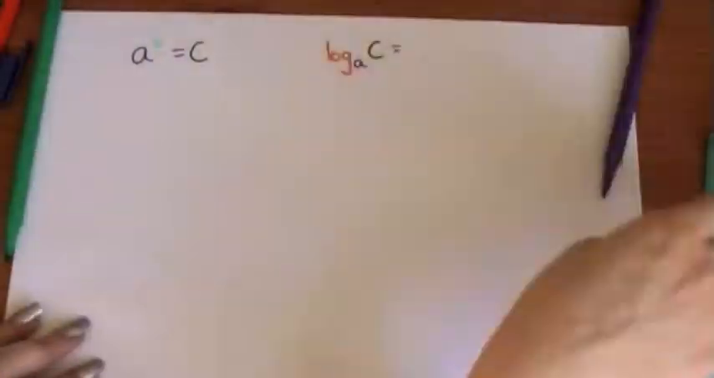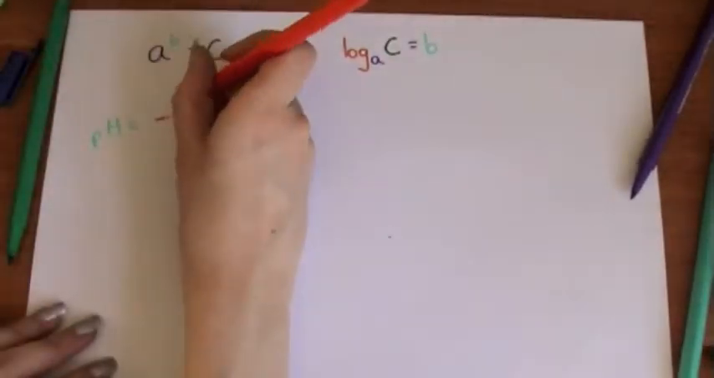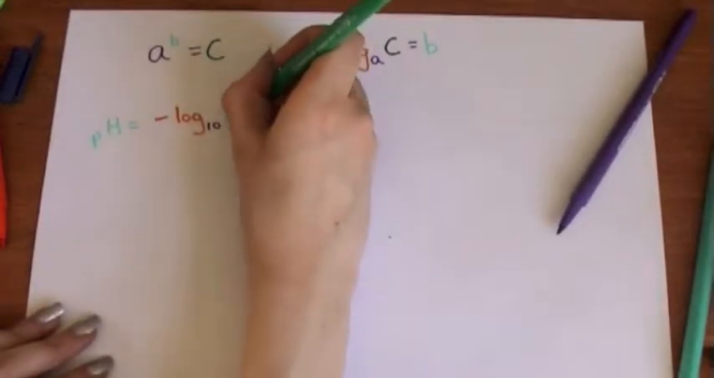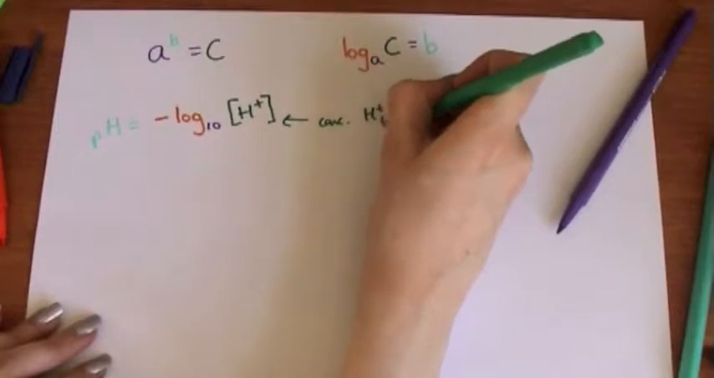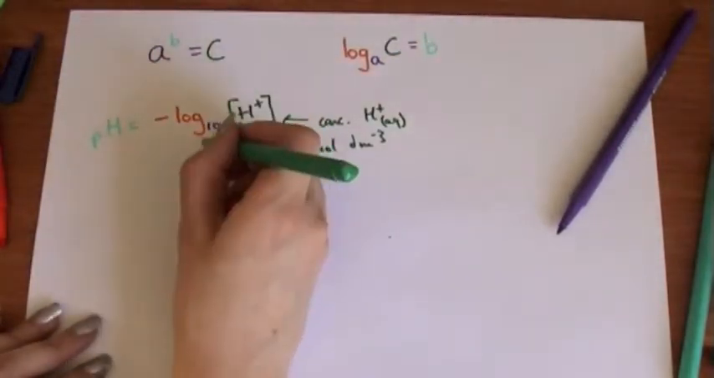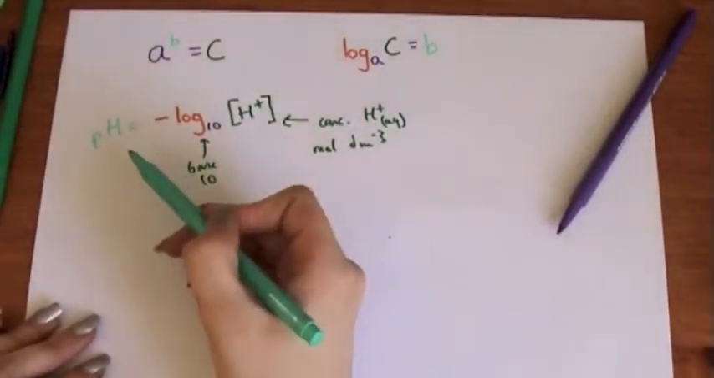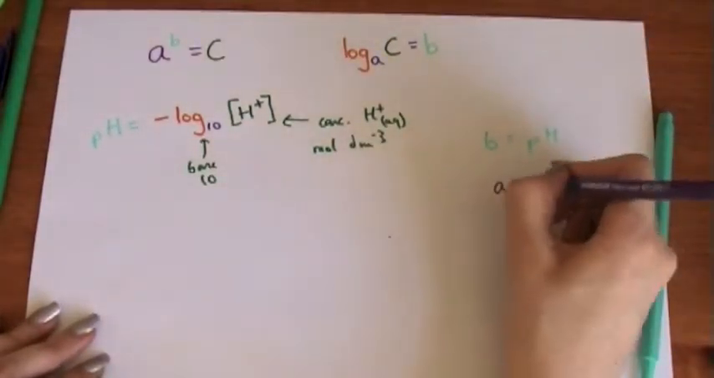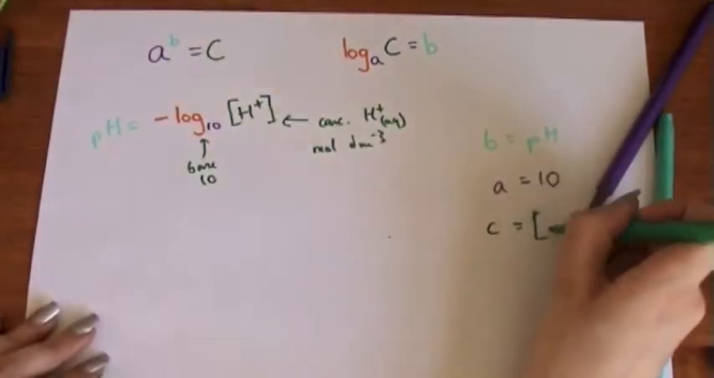So here's our general form. The definition of pH is pH equals minus the log base 10 of the concentration of H plus ions. This just means concentration of H plus in moles per decimeter cubed. pH is our measure of acidity, and this is just to the base 10. If we put this in this form, which I already have colour-coded, woohoo, B equals pH, A equals 10, and C equals concentration of H plus.